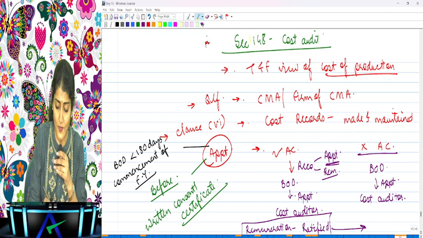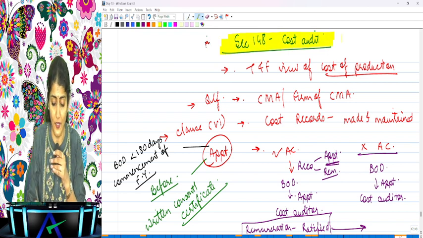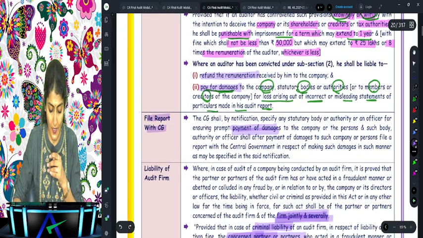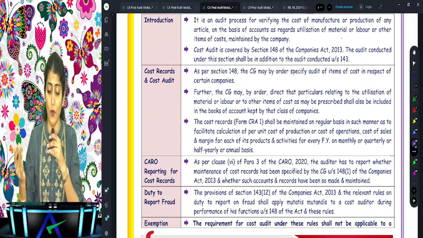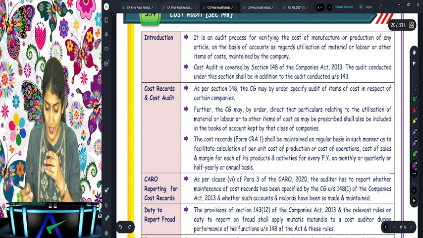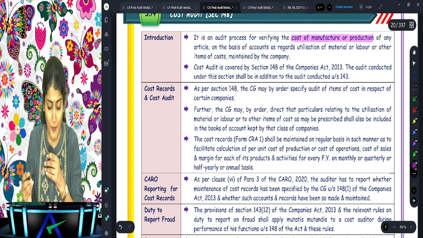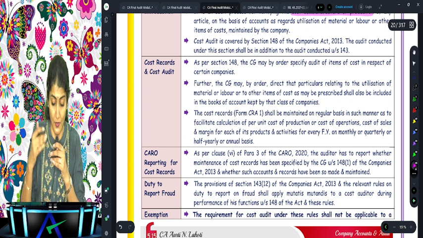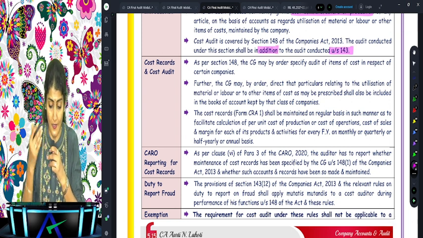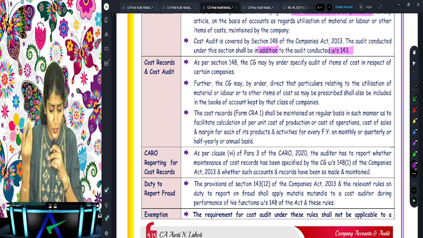So we've almost discussed the entire provisions regarding the cost audit, right? The cost auditor has to express an opinion on the cost of production. So you want to check the cost of manufacturing or production. Obviously, cost audit is in addition to the true and fair audit.